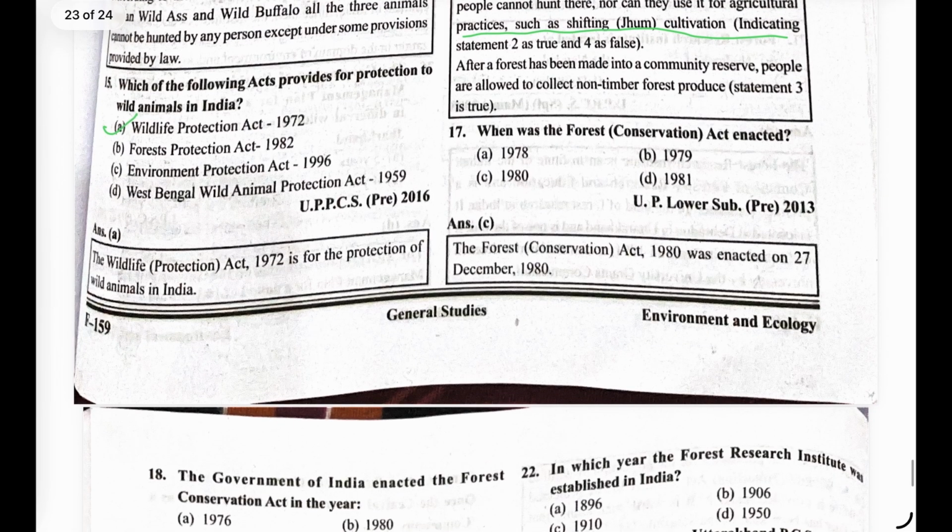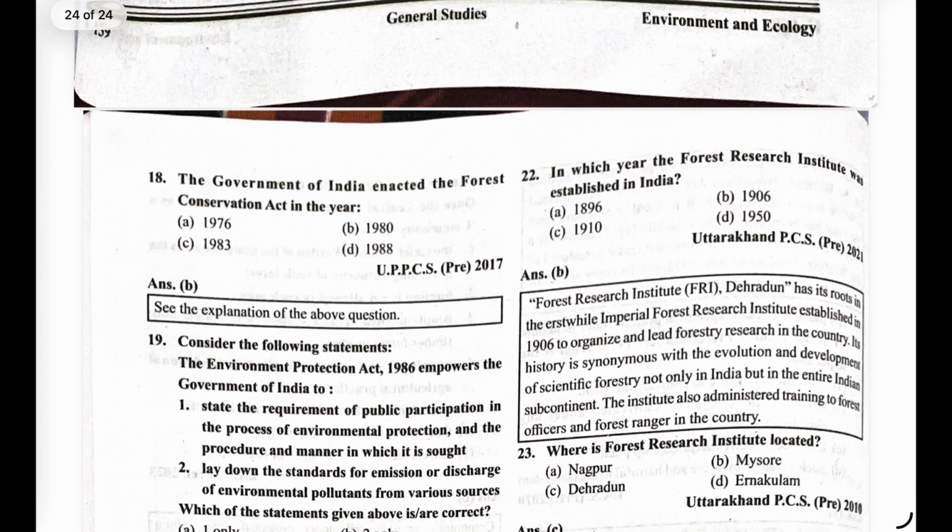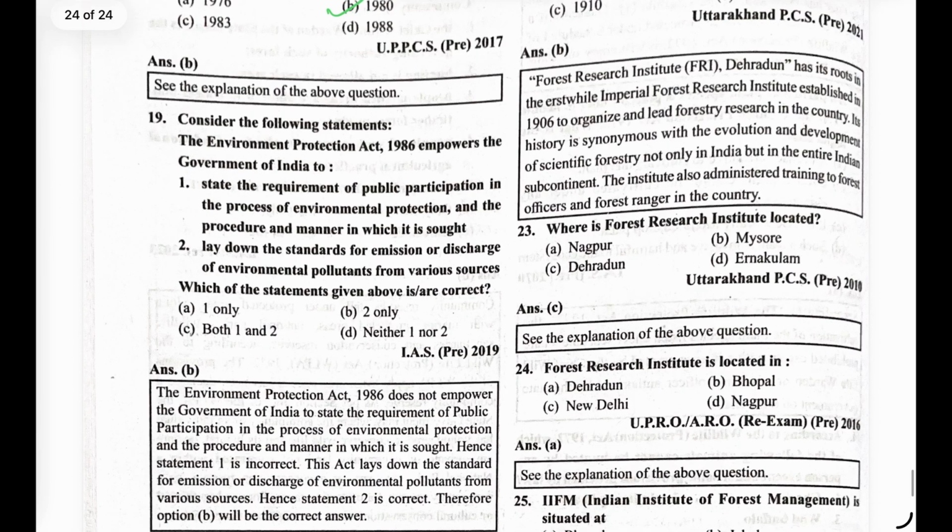Next one is, when was the Forest Conservation Act enacted? Forest Conservation Act 1980. The Government of India enacted the Forest Conservation Act in 1980. Consider the following statements. The Environment Protection Act 1986 involves the Government of India stating the requirement of public participation in the process of environment protection and the procedure and manner in which it is sought? No. It lays down the standards for emission or discharge of environmental pollutants from various sources? Yes. So B is the correct option.